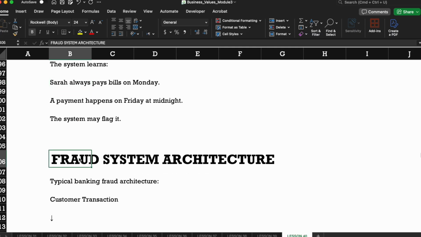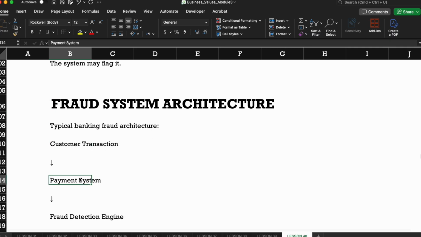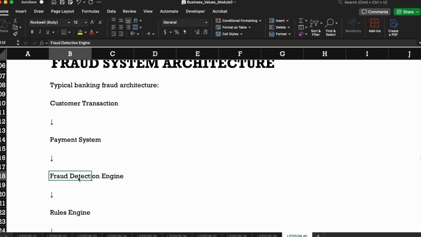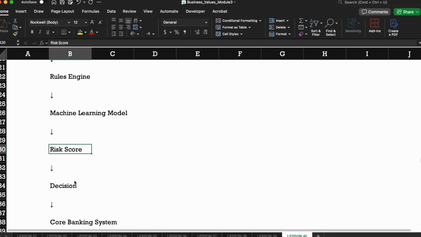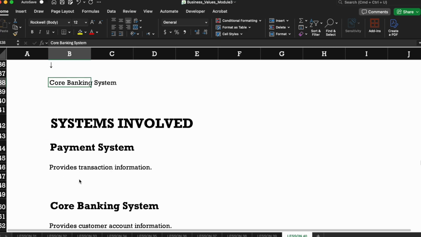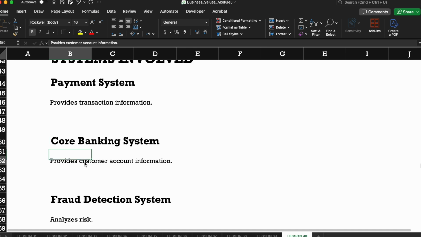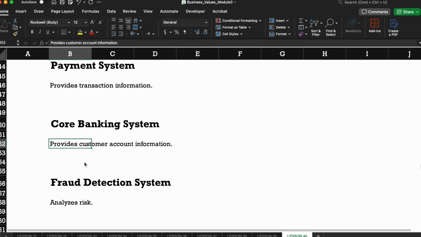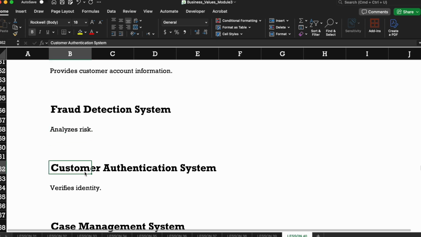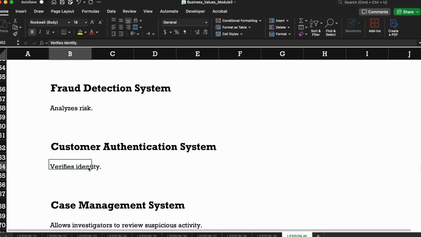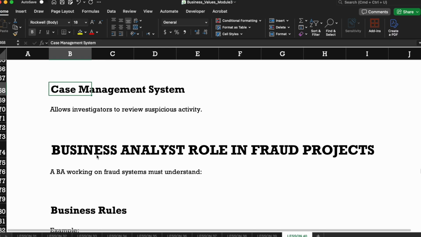Fraud system architecture. Typical banking fraud architecture: customer transaction, payment system, fraud detection engine, rules engine, machine learning model, risk score, decision, core banking system. Systems involved: the payment system provides transaction information, the core banking system provides customer account information, the fraud detection system analyzes the risk, the customer authentication system verifies identity, and the case management system allows investigators to review suspicious activities.